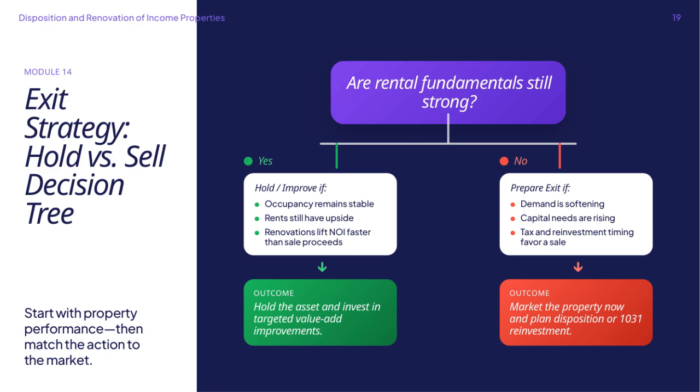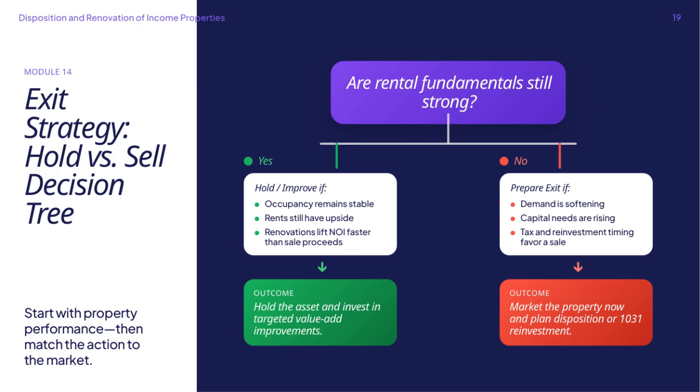Key indicators for holding include stable occupancy rates, potential for rent increases, and the ability for renovations to boost net operating income more quickly than you gain from selling. In this case, investing in value-add improvements makes sense to increase the property's profitability.